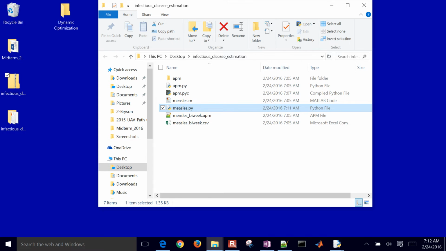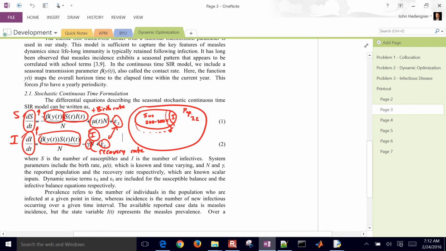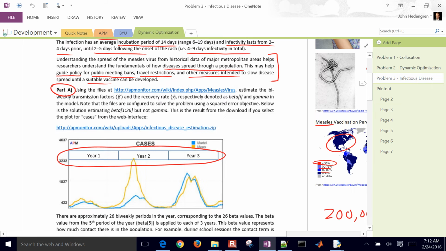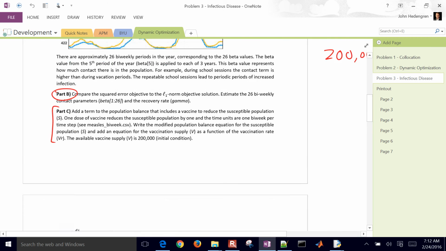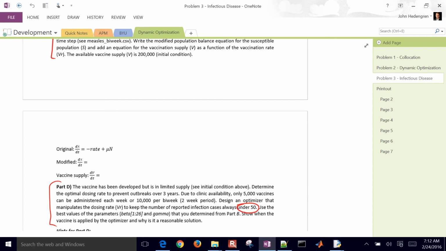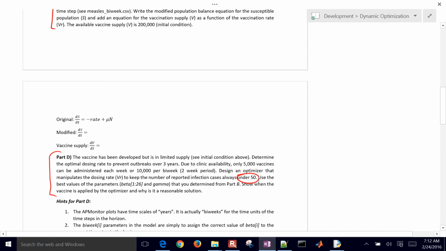Now we want to think about how to augment this model. Okay, the model that we had there. I've got the original rate. What we're going to do is have a vaccination rate. Okay, and from some data here, we know we don't have enough.